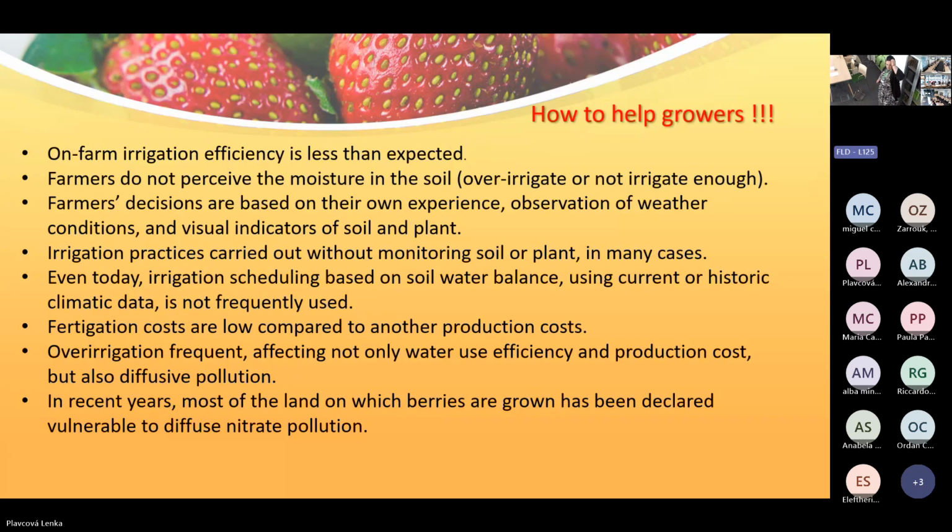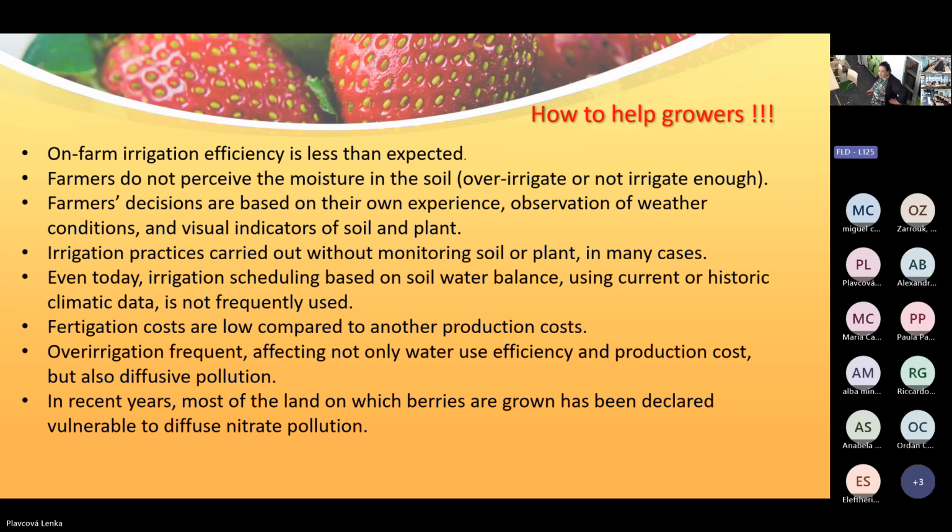As I said at the beginning, it's very important to know how to help growers and farmers, because on-farm irrigation efficiency is less than expected, and they don't perceive the moisture in the soil. So they either over-irrigate or don't irrigate enough. At least that is the case in Bosnia. We recently have one project on agricultural water management, and we lack equipment and things to optimize water conditions. So basically it looks like we are working from scratch. Farmer decisions are based on their own experience, observation of weather condition, and visual indicators of soil and plants.